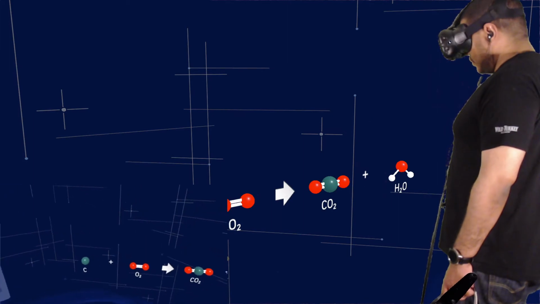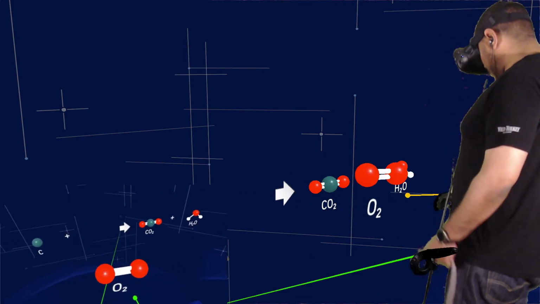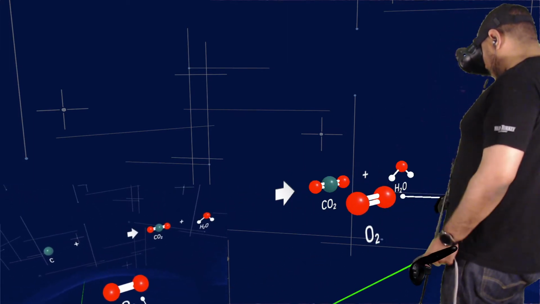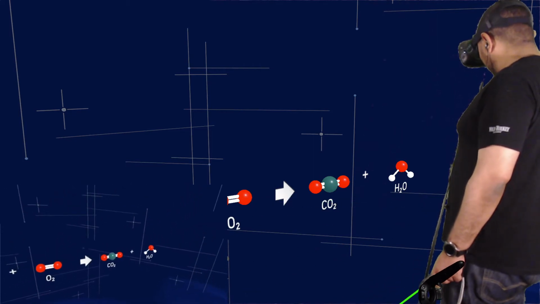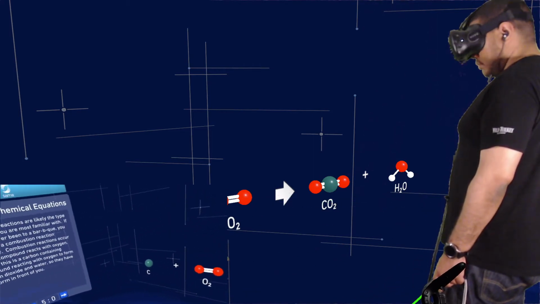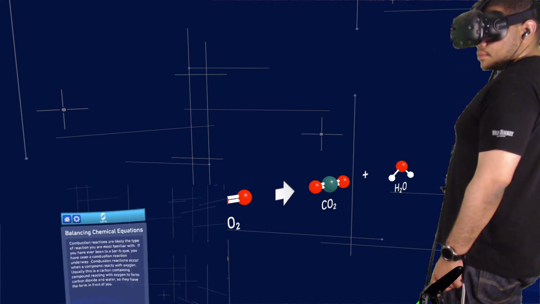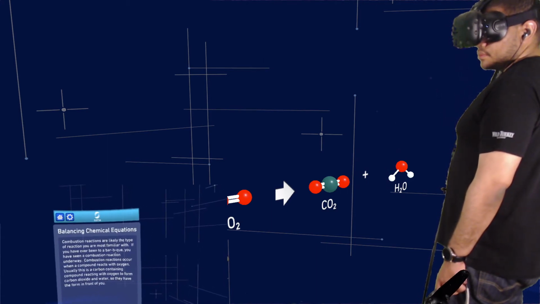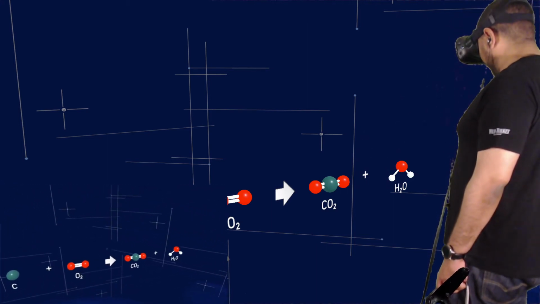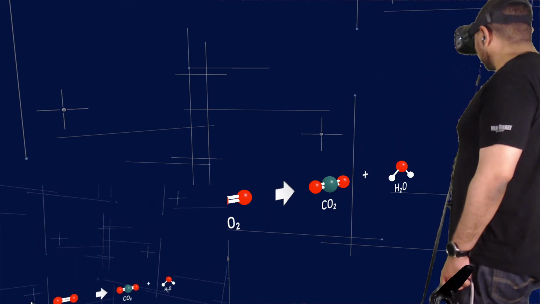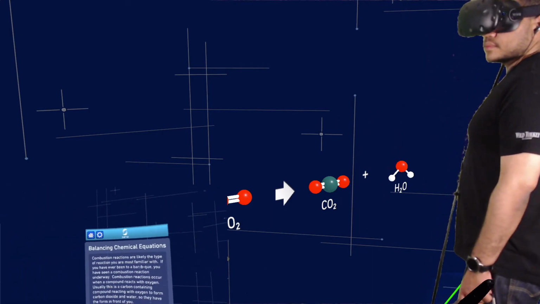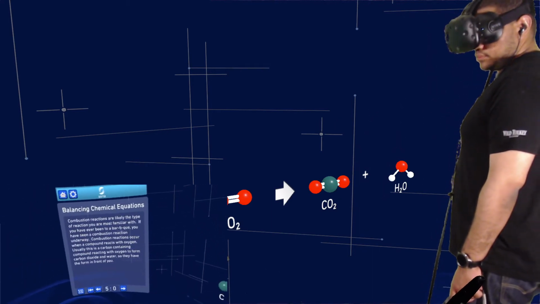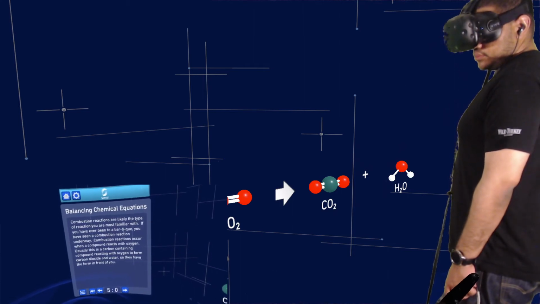Combustion reactions are likely the type of reaction you're most familiar with. If you've ever been to a barbecue, you've seen a combustion reaction underway. Combustion reactions occur when a compound reacts with oxygen. Usually this is a carbon-containing compound reacting with oxygen to form carbon dioxide and water, so they have the form in front of you.